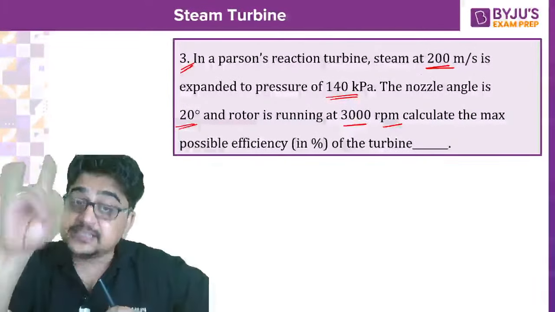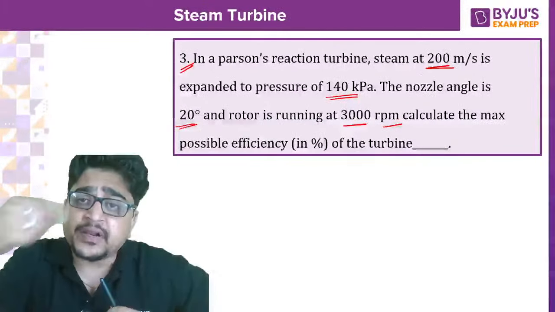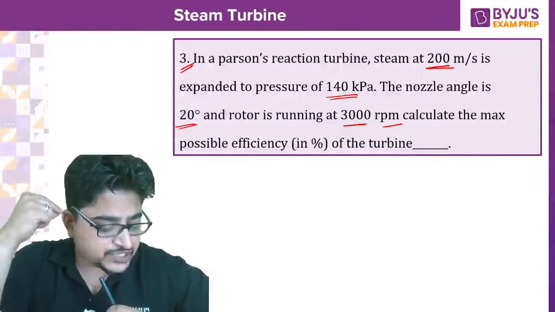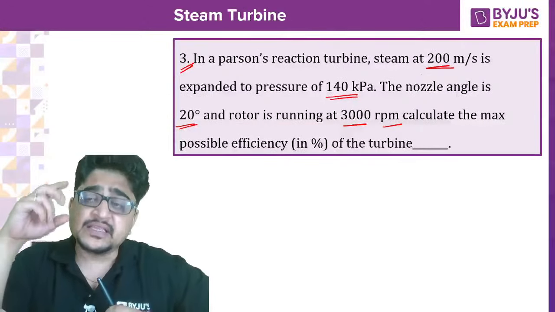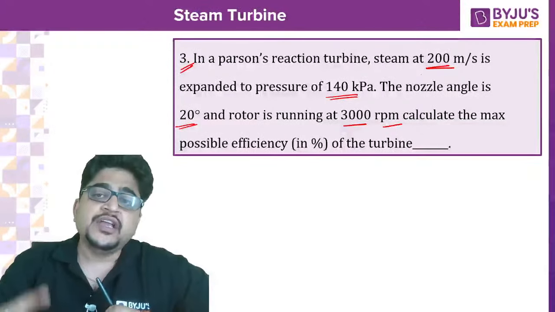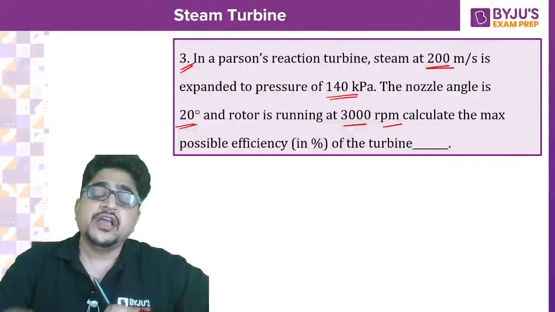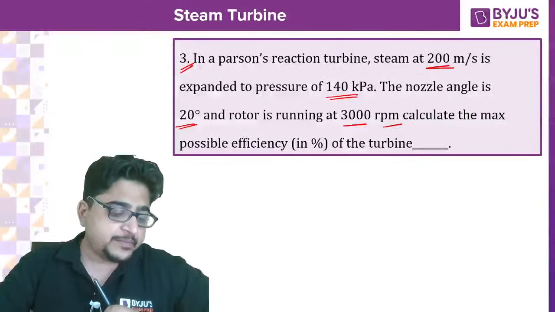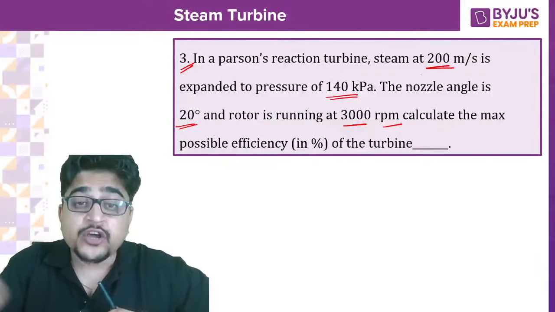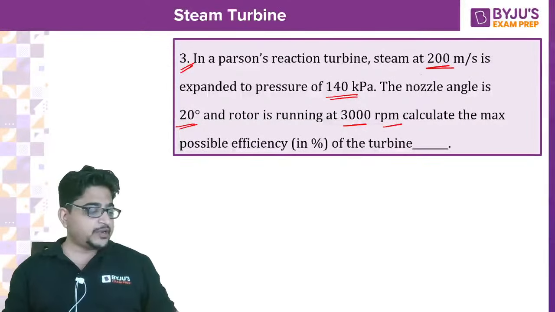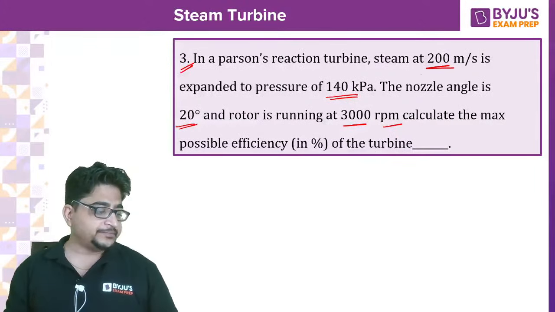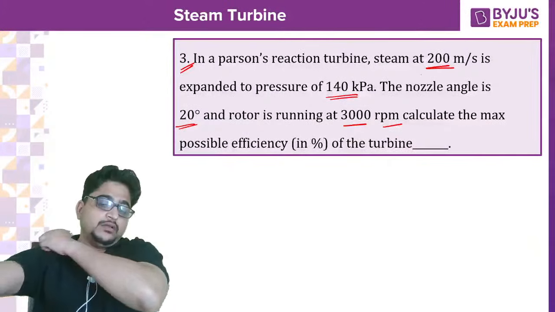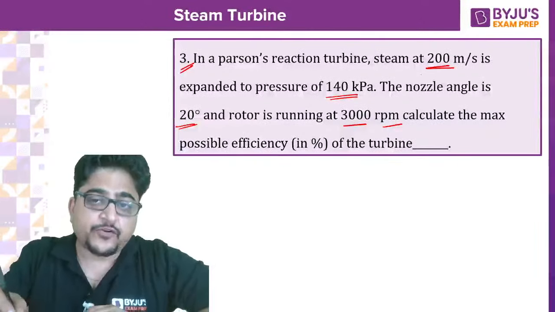So for maximum efficiency, do you remember the direct formula of reaction turbine? Is there a need for velocity? Is there a need for pressure? Is there any need for RPM? Once recall the direct formula of reaction turbine.